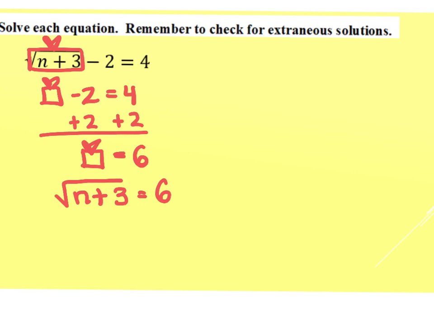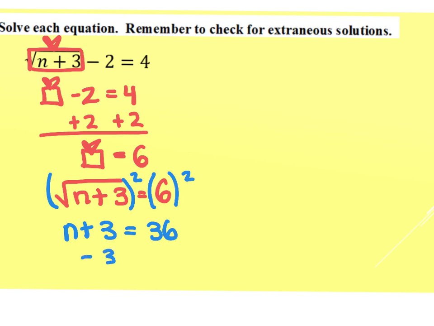Now, to solve that equation, we're going to do like we've done in the past. We would raise both sides to the second power to get n plus 3 equals 36. And to finish solving for n, you would subtract 3 from both sides to get n equals 33.